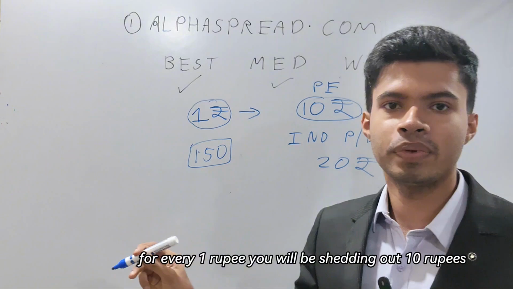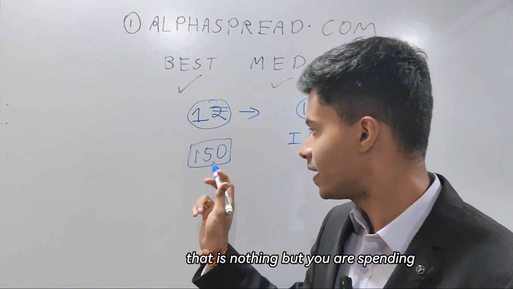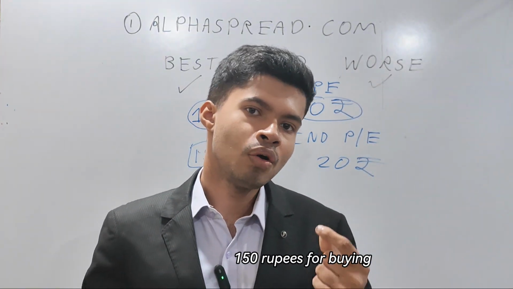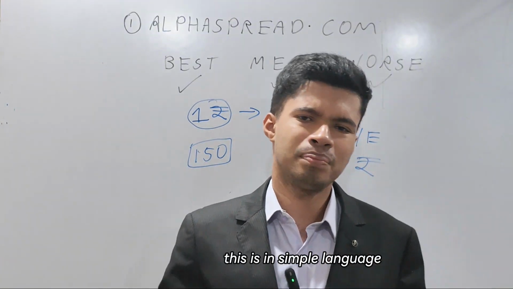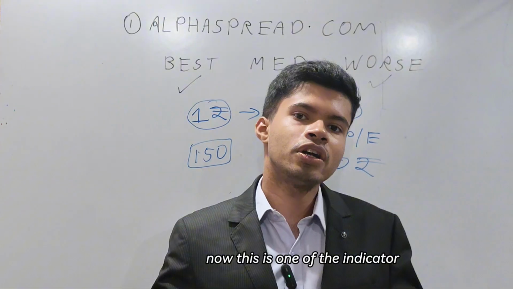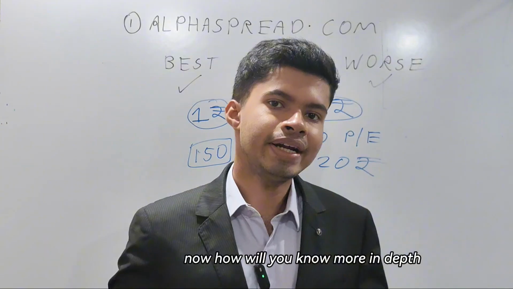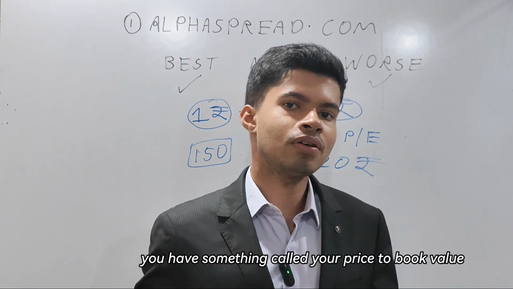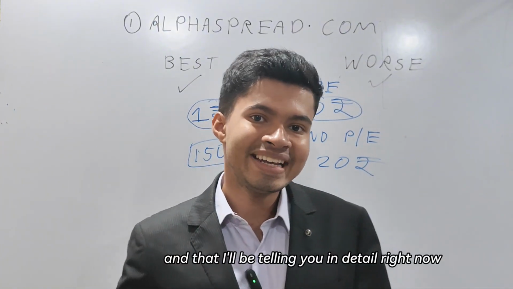For every 1 rupee, you will be shelling out 10 rupees. That is nothing but you are spending 150 rupees for buying one share of that particular business. This is in simple language now. This is one of the indicators. Now, how will you know more in depth? You have something called your price to book value, and that I will be telling you in detail right now.